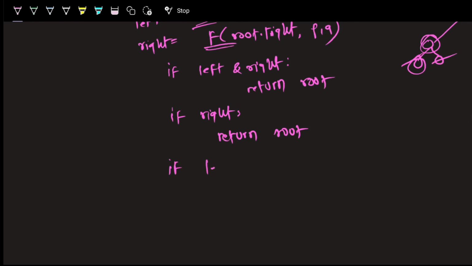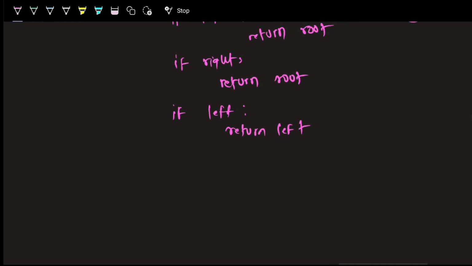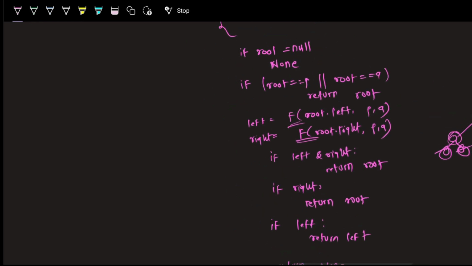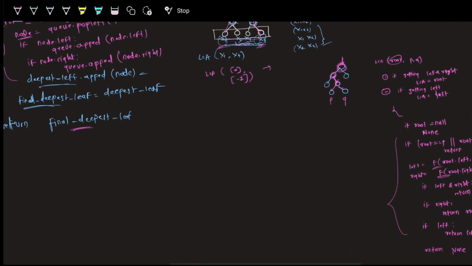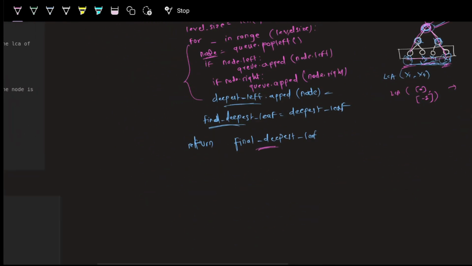If only left is giving me a result, it means just return left, because left is having both nodes. Or at last I will just say return none, because there is no LCA present for given P and Q. So this is the pseudocode to find the LCA. Correct? So this was pretty big, I would say.